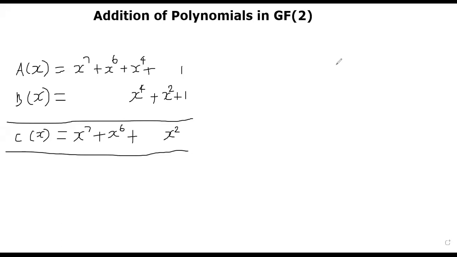Hello, welcome back. In this segment, I will quickly show you a demo of how to add two polynomials in Galois field 2. Let's take example A of x to be a polynomial x power 7, x power 6, x power 4, and 1. B of x to be x power 4, x square plus 1.